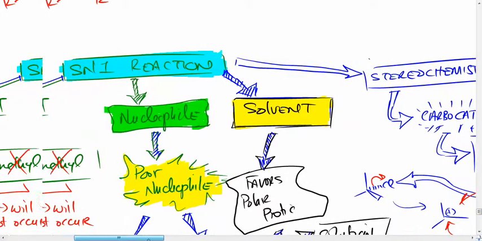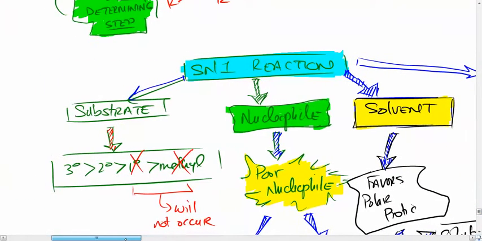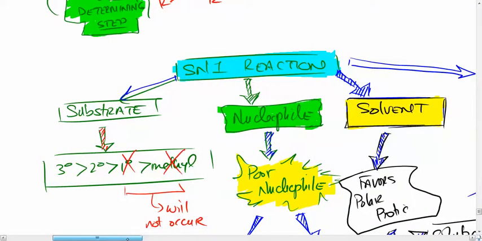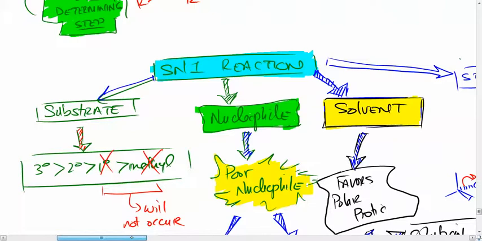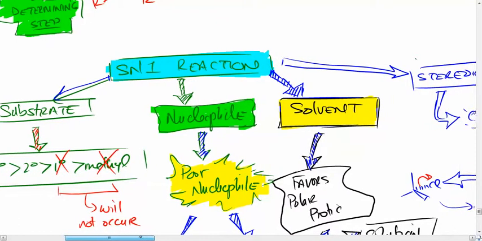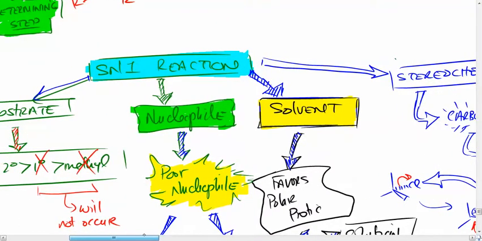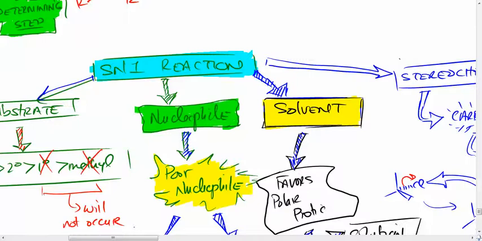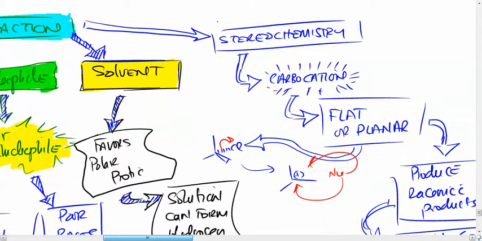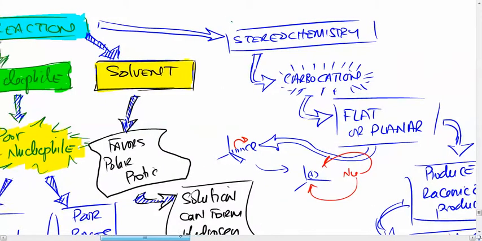Okay, so what we were saying is that SN1 goes through a carbocation, therefore favoring tertiary and secondary substrates over primary and methyl. The reaction will not occur on a primary or methyl. In terms of nucleophiles, our nucleophiles don't need to be that strong, because the rate determining step does not depend on the nucleophile, only the substrate. And then we went into the solvent. We said we're going to use a polar protic solvent because the hydrogen bonds stabilize the carbocation.